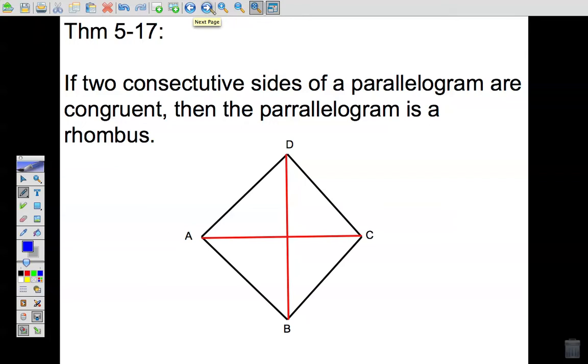Now in theorem 517, it says if two consecutive sides of a parallelogram, so here you just have a generic parallelogram, if two sides right after one another, consecutive means right in a row, so it could be that side and this side, or it could be this side and this side. If two consecutive sides of a parallelogram are congruent, then the parallelogram is a rhombus. Why? Well, if this is a parallelogram, what do you know about the opposite sides? They're equal. So if this and this side are equal, you can kind of see where this theorem comes from.